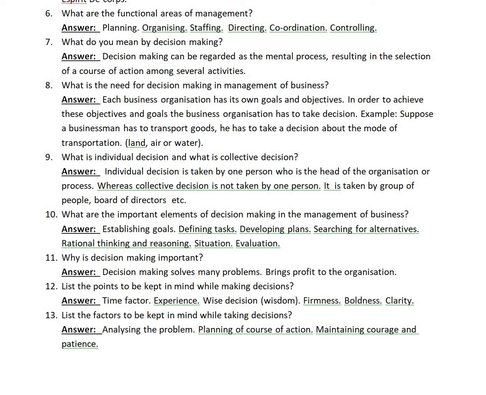List the points to be kept in mind while making decisions: time factor, experience, wise decision, that is with respect to wisdom, firmness, boldness, clarity. List the factors to be kept in mind while taking decisions: analyzing the problem, planning of course of action, maintaining courage and patience.